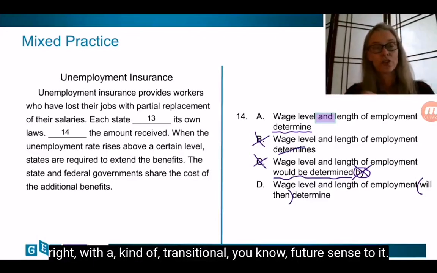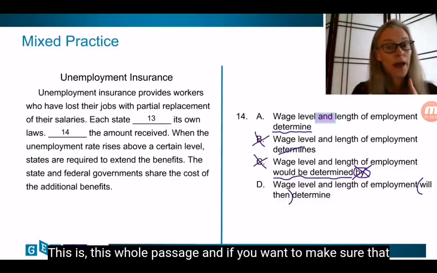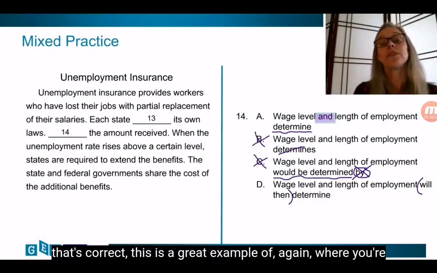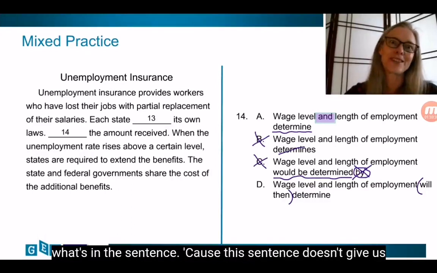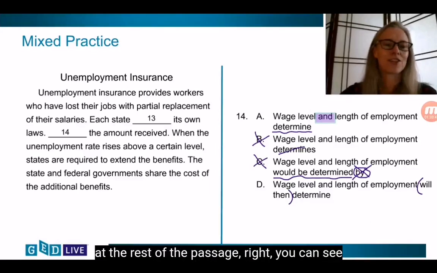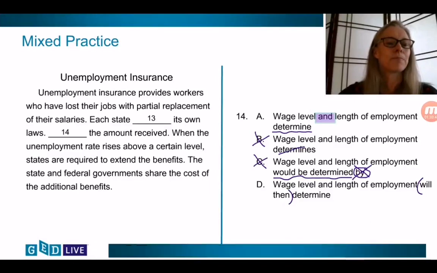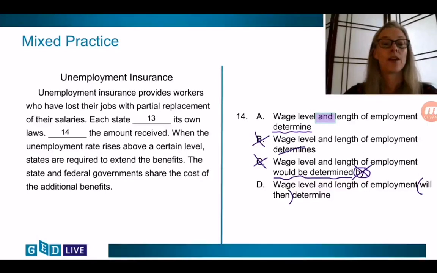And then there is absolutely no reason to use this future tense, right, with a kind of transitional, future sense to it. This whole passage, and if you want to make sure that that's correct, this is a great example of, again, where you're using other context from the passage, not necessarily just what's in this sentence, because this sentence doesn't give us very much. Each state blanks its own laws. Okay, but when you look at the rest of the passage, right, you can see that the whole sentence is written in the present tense.